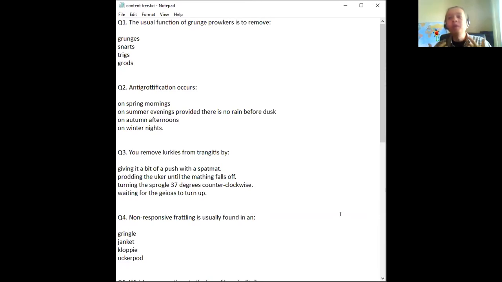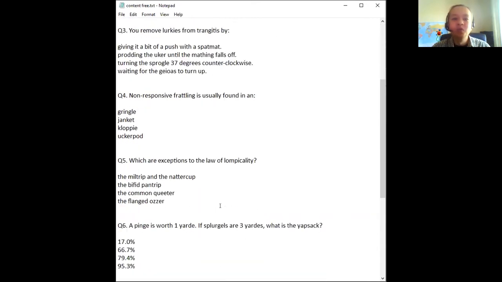And so going back to my English teaching expertise here. Non-responsive frattling is usually found in an. A-N. Now that's the key part there. So what follows must sound like a vowel. And the only one that sounds like a vowel there is ucker pod. Grammatically, the other three would not make sense. Again, giving away the answer there. Right. Moving on.